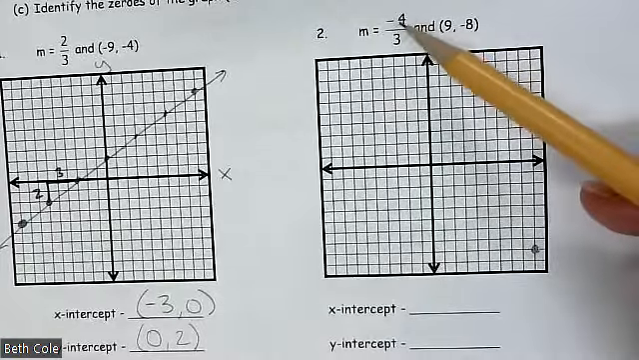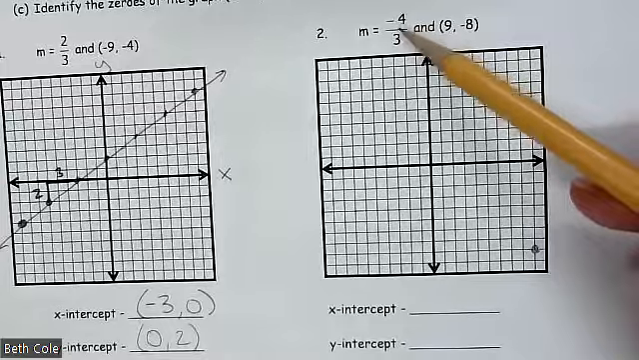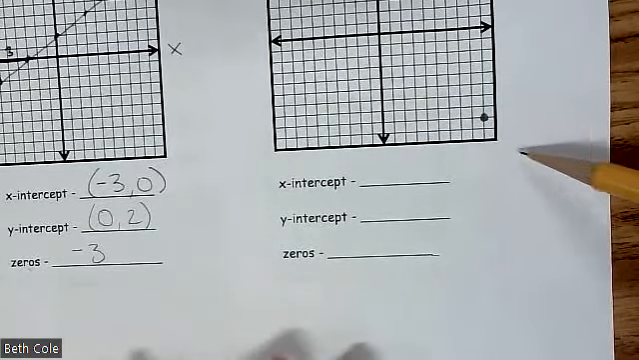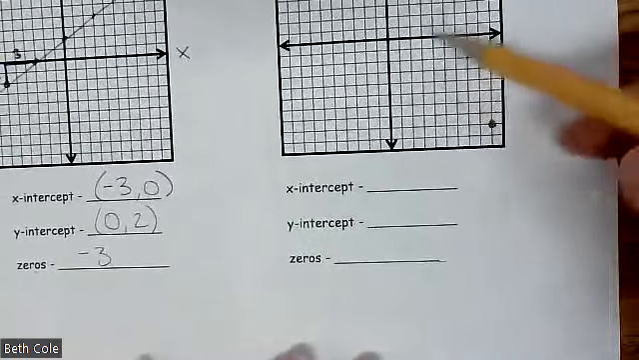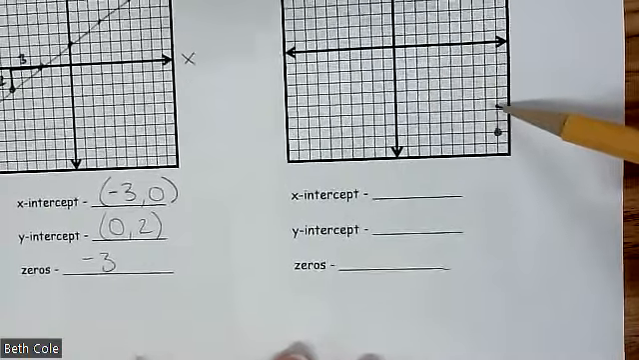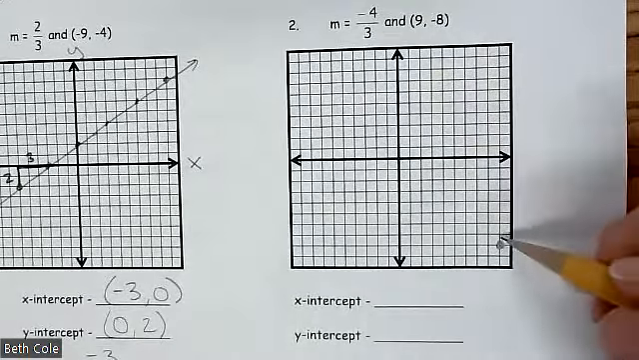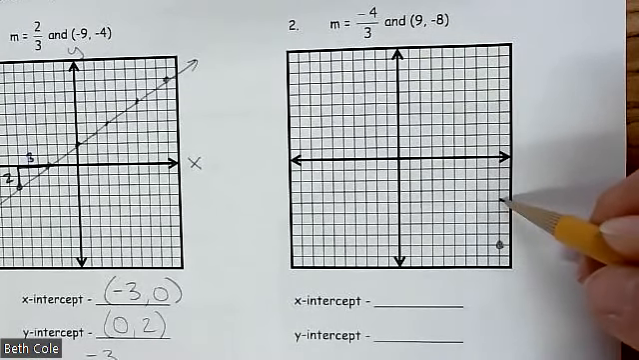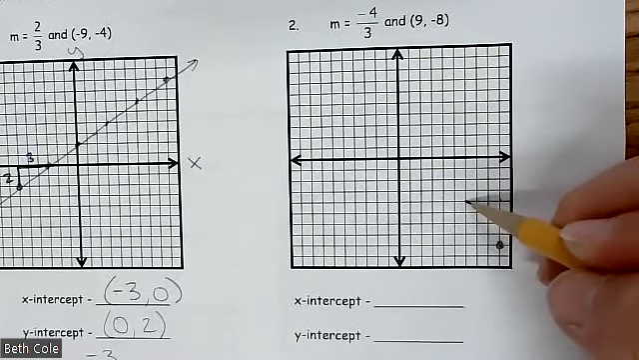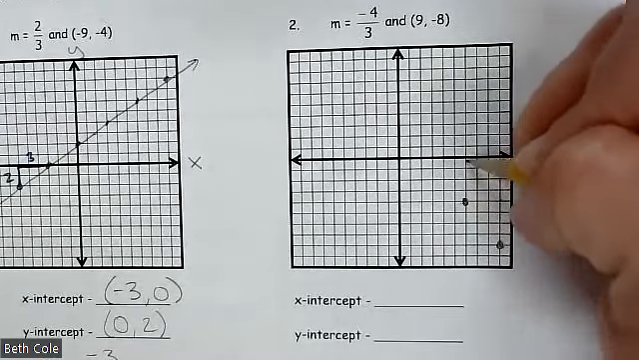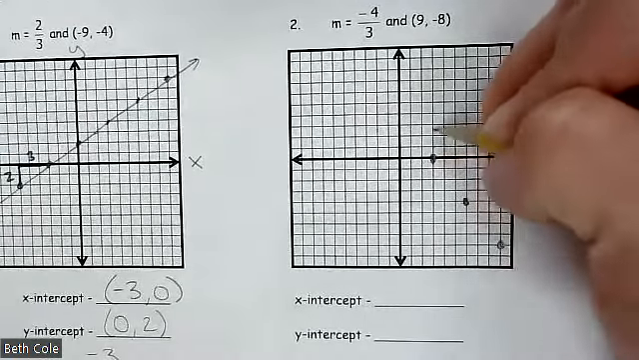All right, and then your slope, you would go down 4, right 3. Look, if we go down 4, right 3, we're going to be off the grid. So what can I do instead to stay on the paper? Yeah, go up 4. So if I go up 4, then I would have to go left 3. Perfect. So just keep doing that. Up 4, left 3, up 4, left 3.